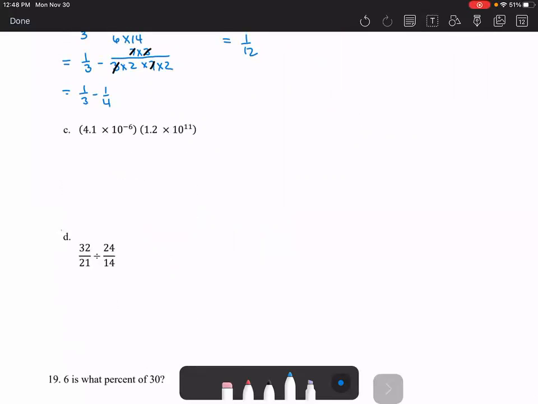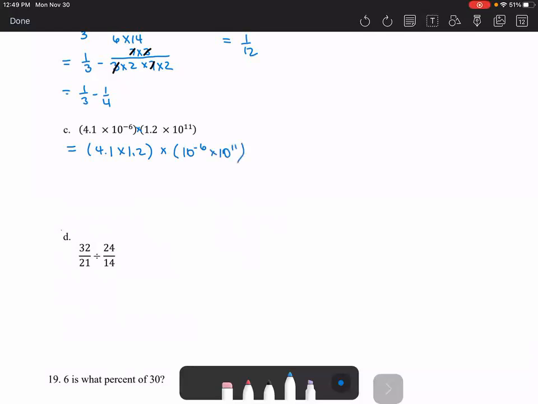So this next one is doing operations with scientific notation. So this was another question on exam 3, version 1. So this one, all of this is just multiplication, right? There's a little multiplication sign that's right there that we just often don't write down. So we can take away the parentheses using the associative property, rearrange things using the commutative property, and put parentheses back using the associative property again. So this is really 4.1 times 1.2 times 10 to the minus 6 times 10 to the 11.